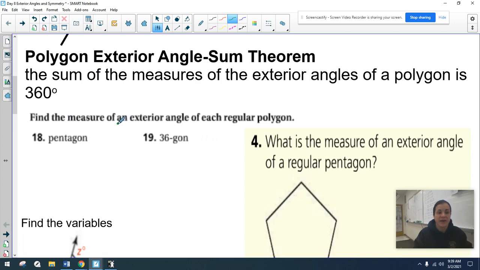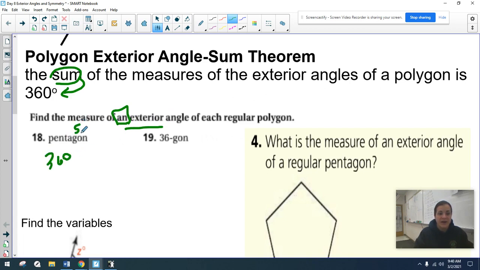Now this one says an exterior angle. So you have to see if it says the sum. If it says the sum, then it's 360 every time. If it says an exterior angle, that means they only want one exterior angle. So if that's the case, we're still talking exterior, so we're still talking 360.